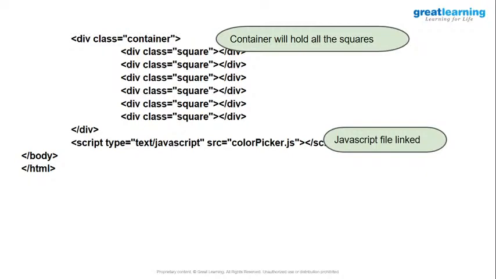So I have declared 6 divs, right, for 6 squares, right, and I'm putting all these squares in a container so that I can style them later. Okay, so the script, after that there's a script file that will be linked to it. Now let's see the demo of it.